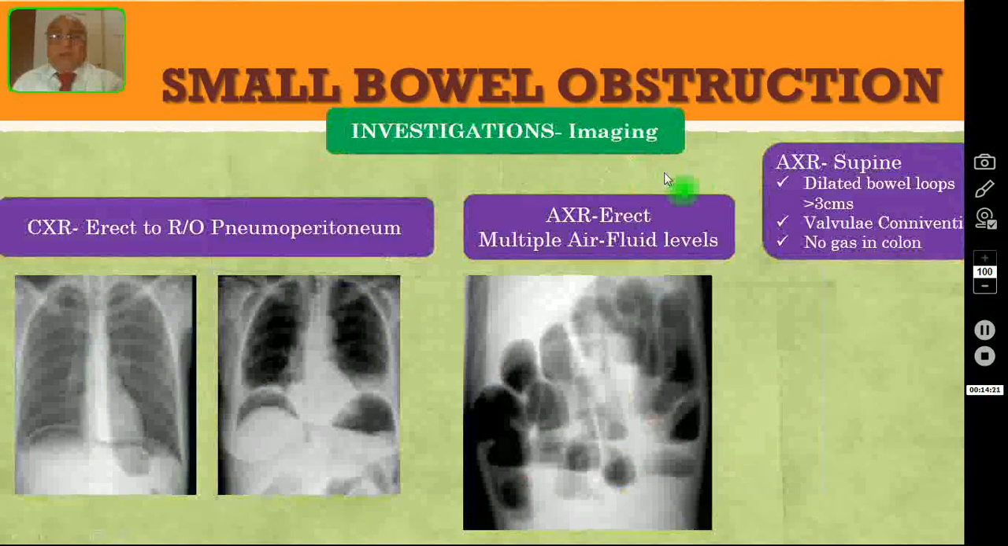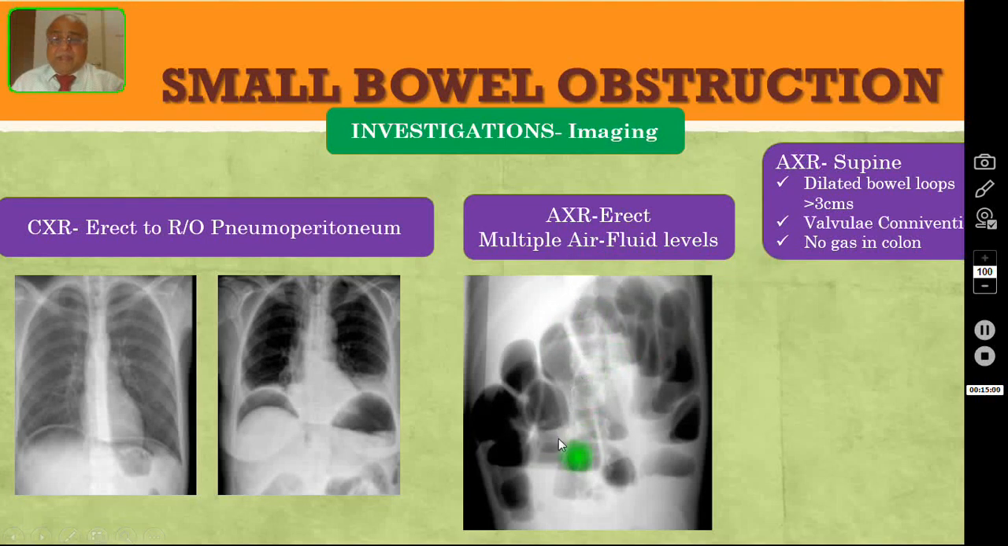In all acute abdomen, you must do a chest X-ray erect to rule out pneumoperitoneum. Here in these two pictures, you are seeing the free gas under the diaphragm here, and here also. So this is probably, apart from intestinal obstruction, a case that has already gone for strangulation and perforation. The important picture is you have to do an abdominal X-ray erect, where you will be seeing air fluid levels.